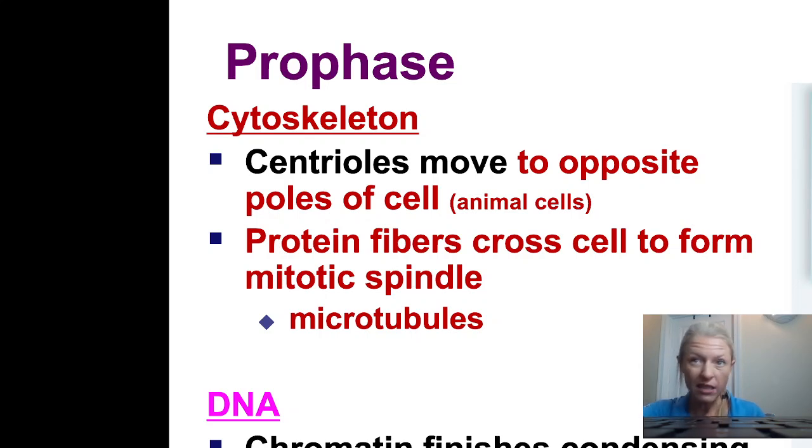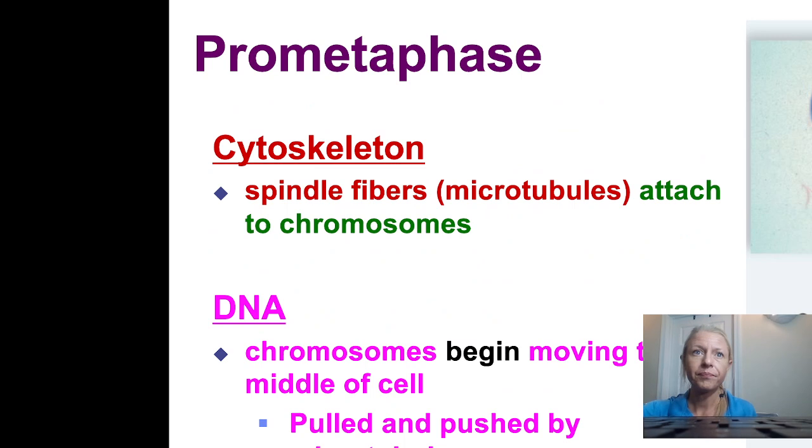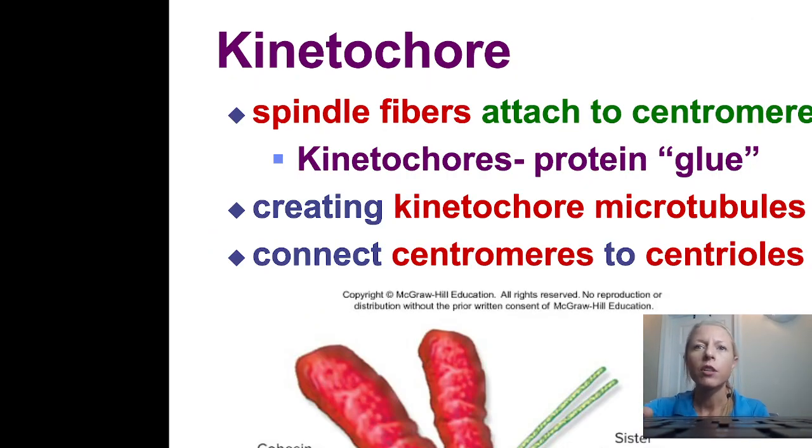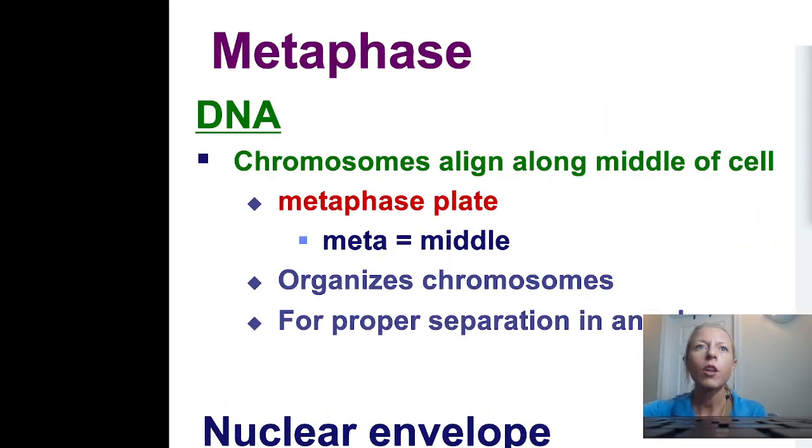Our nucleolus disappears, goes away. And our nuclear envelope, the membrane around the nucleus that houses the DNA, breaks down. This allows us to have access to the DNA to be able to split the DNA and go into 2 cells. We talked about that.